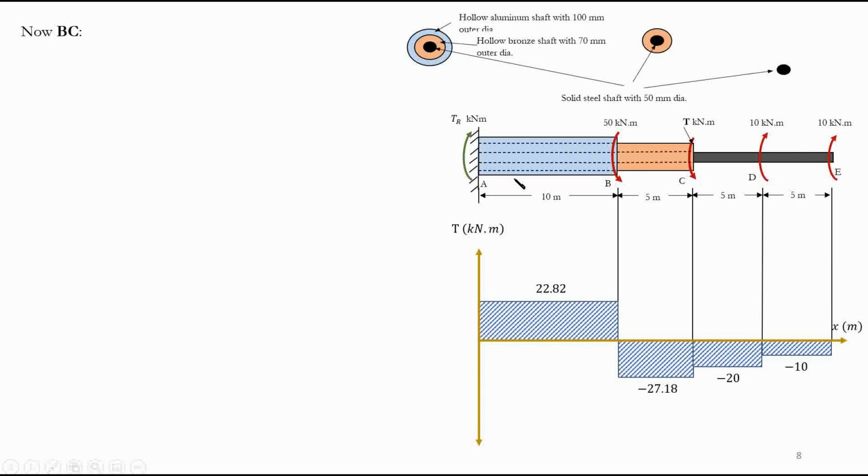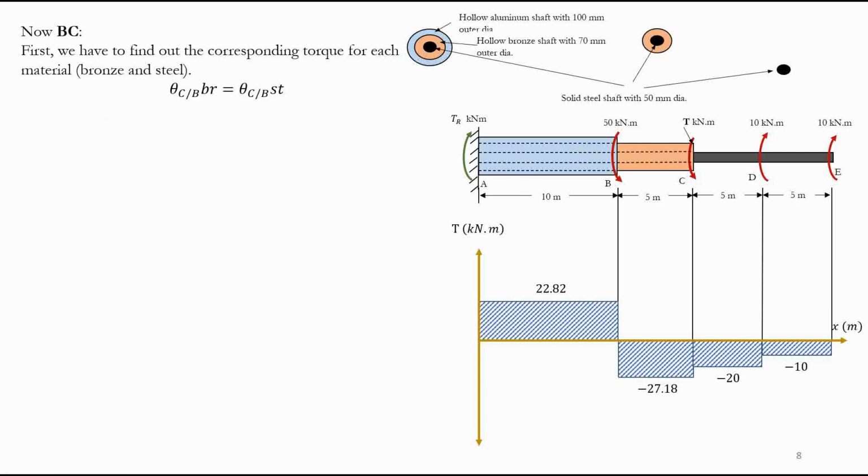Now let's move to portion BC. The problem in portion BC is we have no idea how much torque goes where. I know the total torque, the same issue as in part AB. For part BC, I know the total torque was 27.18, but some of this goes to the bronze, some of this goes to the steel. Do I know what the proportions are? No. But again, I can use another compatibility condition. What is a compatibility condition?